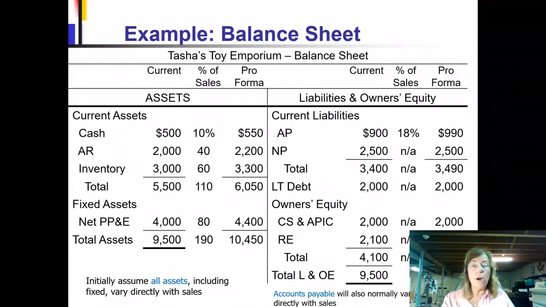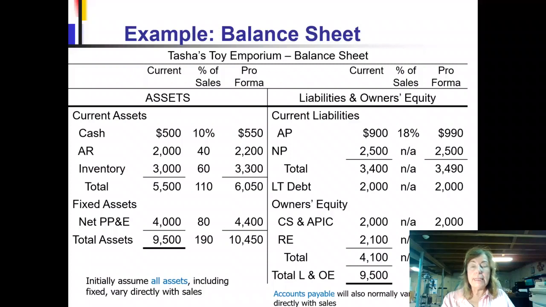I assume that everything on the balance sheet would also grow 10% on the asset size, even our property, plant, and equipment. On the liability and equity side, the only thing that grew with sales is accounts payable. That is going to grow to $990. I'm keeping notes payable constant at $2,500. I'm keeping long-term debt constant at $2,000. I'm keeping common stock plus additional paid-in capital, that's what APIC is standing for, constant at $2,000. I've said we're going to add $660 to retained earnings, giving us here a total of $10,250.